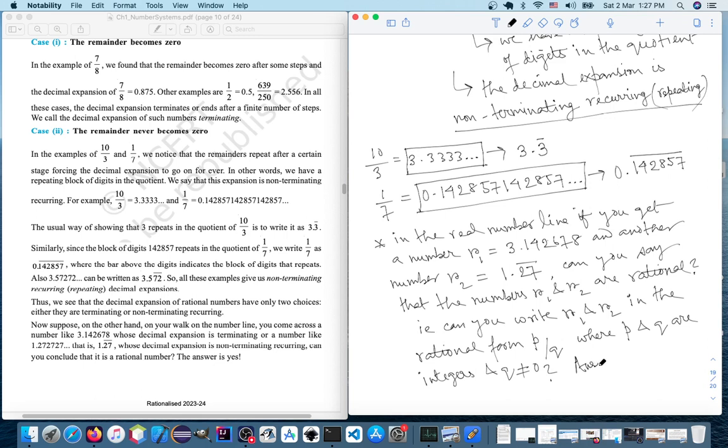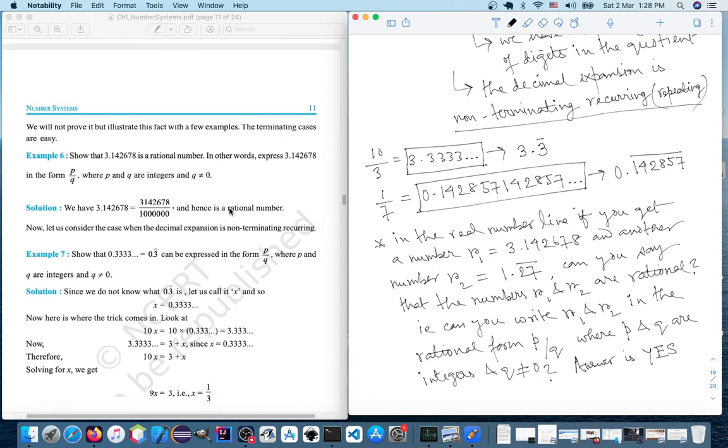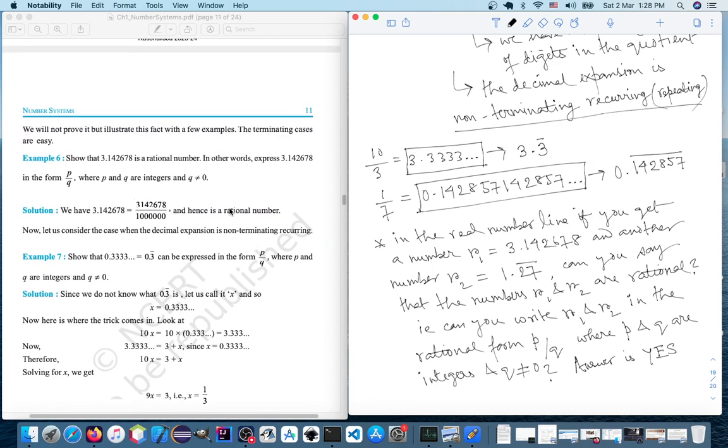The answer is yes, we can. Essentially, given a number which has a terminating decimal expansion, or a number which has a non-terminating recurring expansion, we can always convert them into rational form P by Q. That is what we will study next. The book says that we will not prove it but illustrate this fact with a few examples.